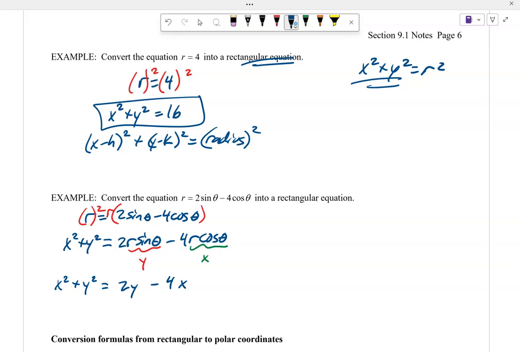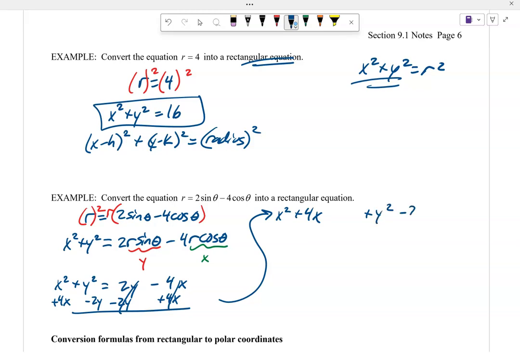And now what I'm going to do is add the 4x. Let me take that over to here. Let me subtract the 2y on both sides, and I'm going to complete the square. So let me come up here. X squared plus 4x, I'm going to leave a space. Y squared minus 2y, I'm going to leave a space, equals 0. And I'm going to complete the square by taking this term over 2, 4 over 2, and squaring it. That's the number I want. So 2 squared is 4. If I add it to this side, I've got to add it to the right-hand side.